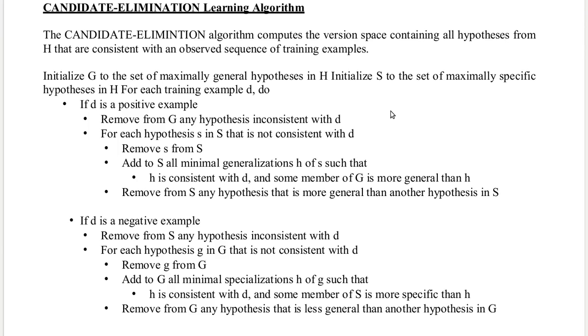But in case of candidate elimination algorithm, we update some of the hypotheses when we encounter the negative example. One important thing to be remembered in candidate elimination algorithm is when we encounter a positive example, we have to update the S and we have to refine the G. When we encounter the negative example, we have to update the G and refine the S. That is the main important thing to be remembered.